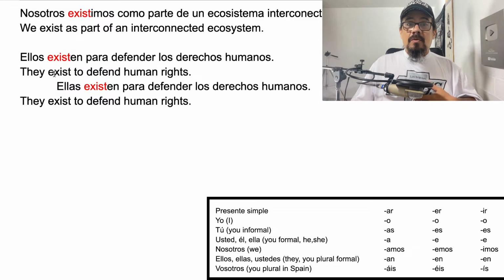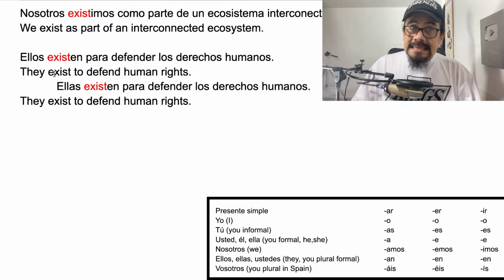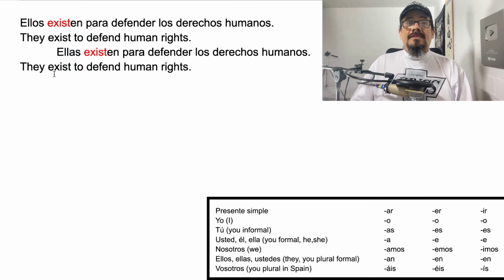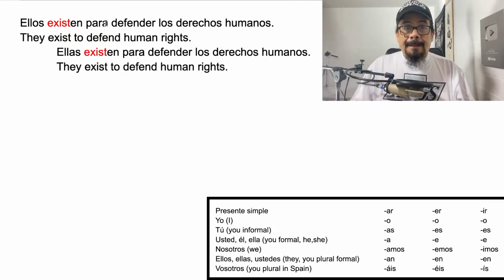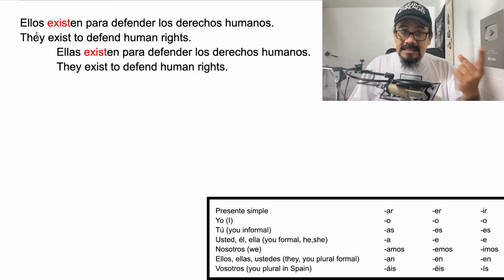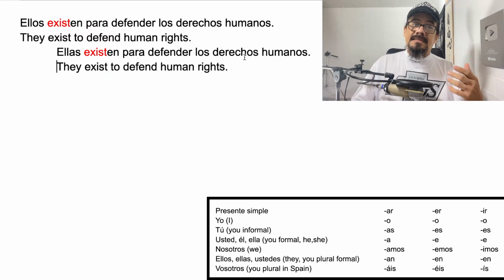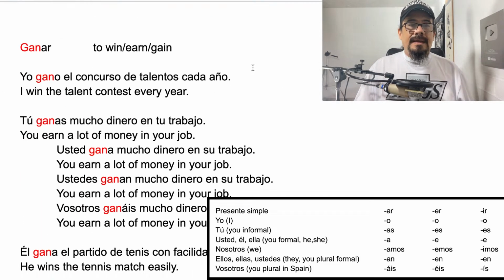Nosotros existimos como parte de un ecosistema interconectado. We exist as a part of an interconnected ecosystem. Ellos existen para defender los derechos humanos. They exist to defend human rights. Ellas existen para defender los derechos humanos. They exist to defend human rights. And that would be exist.